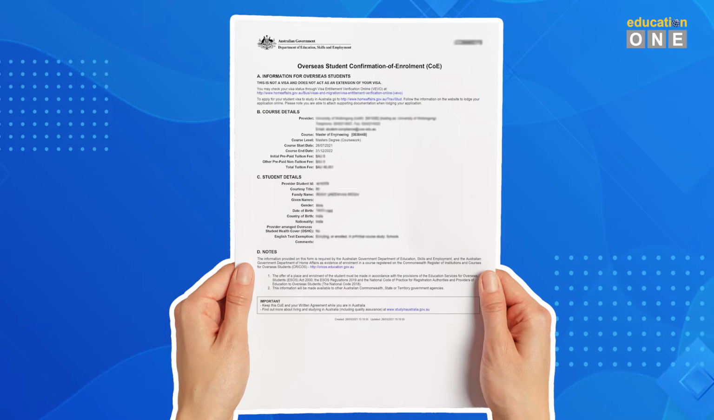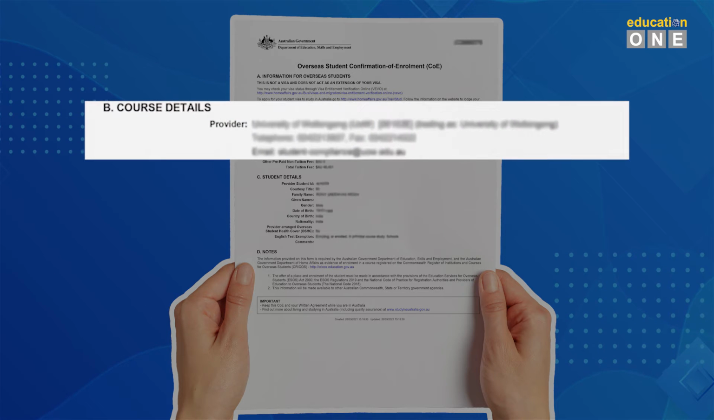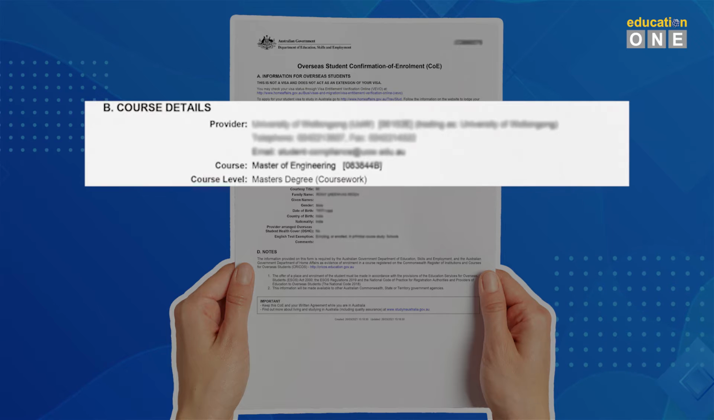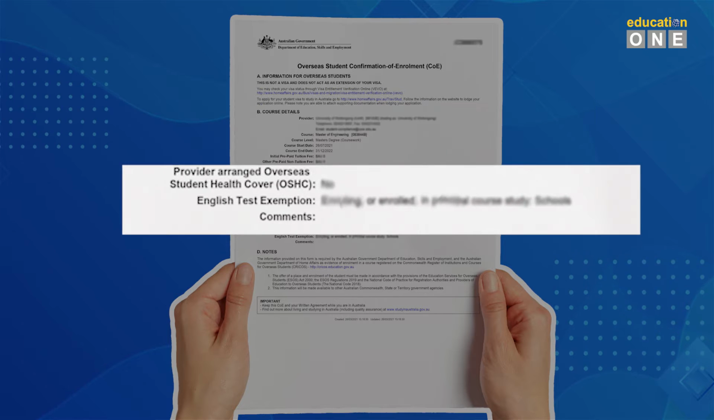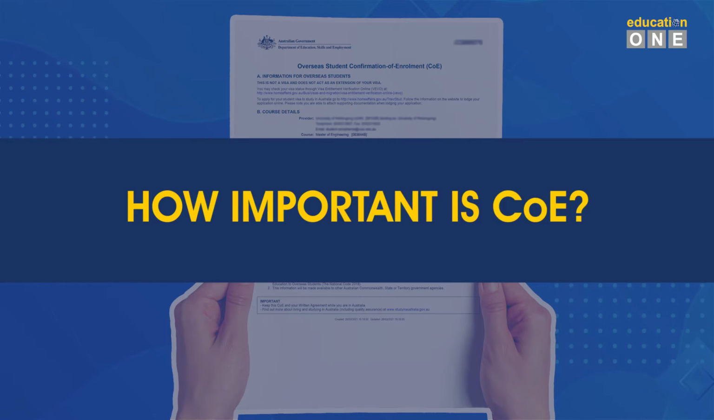So this is what a CoE looks like. You can find the critical information on your enrollment, such as the name of the education provider, the name of your course, duration, and its starting and ending date, your health insurance arrangement, as well as your identification shown in your CoE. Then, how important is CoE?